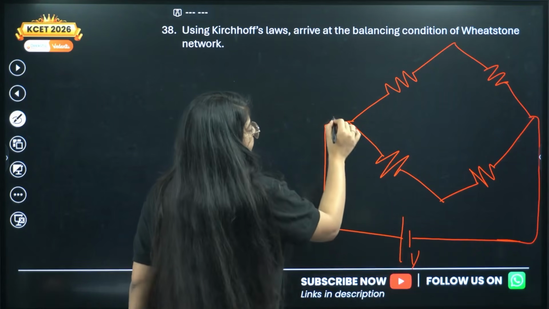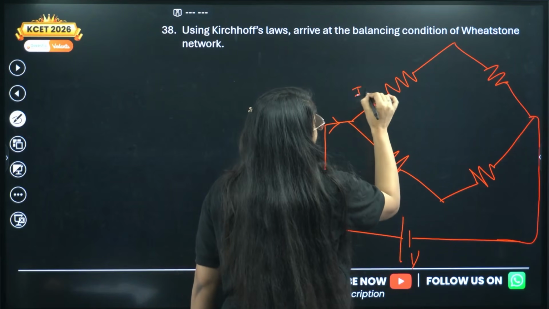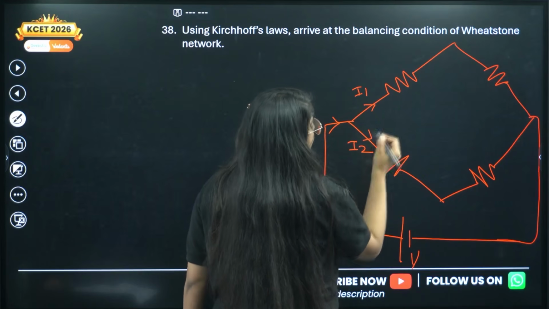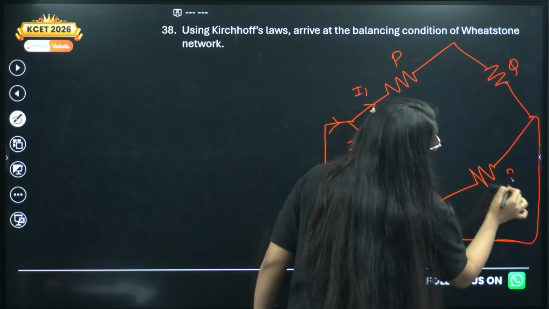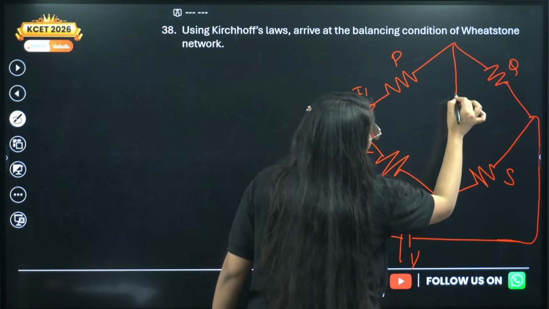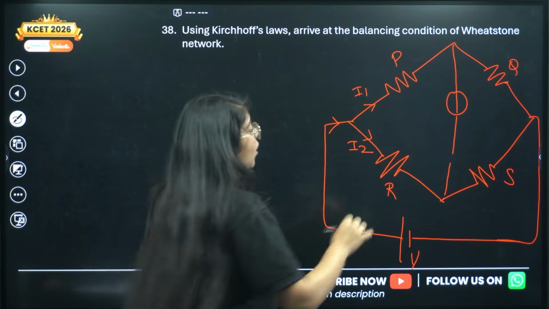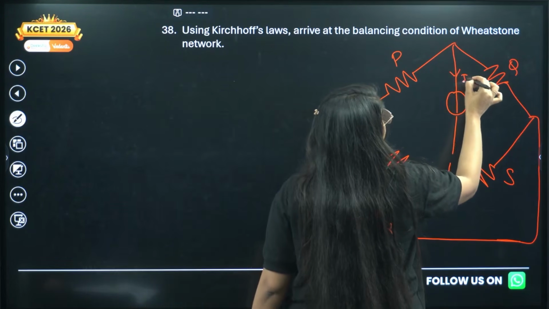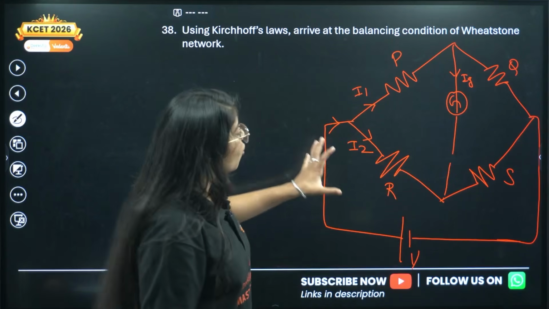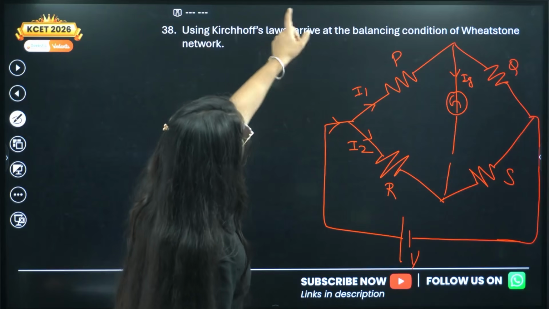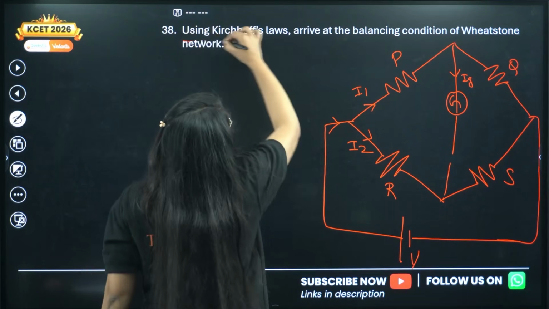Now a current is moving, and since it's a parallel circuit, the current will divide. This goes I1, and let's say this is I2. Let's name the points P, Q, R and S, and this is the main point. Okay, so a current is flowing through this part, and this is just our resistance. Now we need to arrive at the balancing condition of the Wheatstone bridge. So what we do, we use Kirchhoff's law.